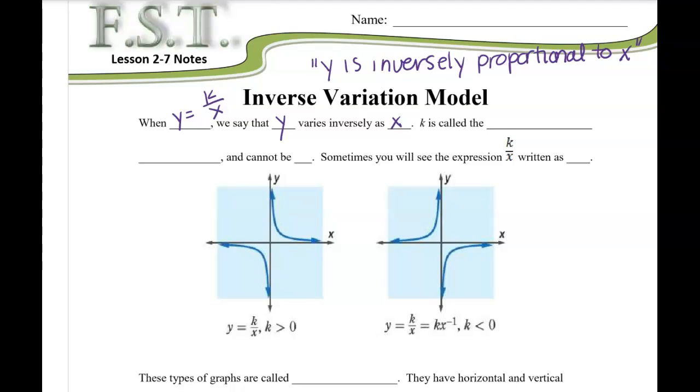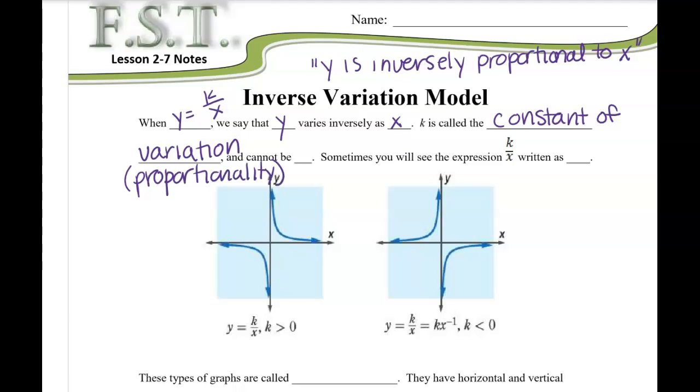k is called the constant of variation, or sometimes the constant of proportionality, and cannot be zero. Sometimes you'll see the expression k over x written as kx to the negative 1. Just keep in mind they're the same.